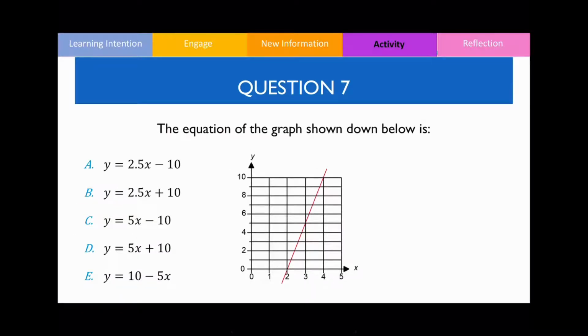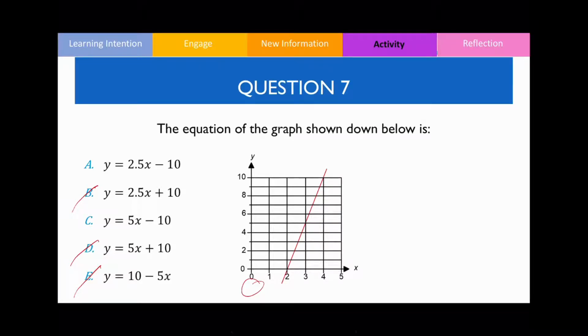Question 7 wants you to find the equation that matches this particular graph over here. So in this case, you could actually show your working out, or you can do this by process of elimination. If you notice that your y-intercept is going to be a negative value, it's not shown yet, but we do know it's going to be a negative value. Hence, we can already eliminate options E, D, as well as B. So your answer is going to be either A or C in this case over here.